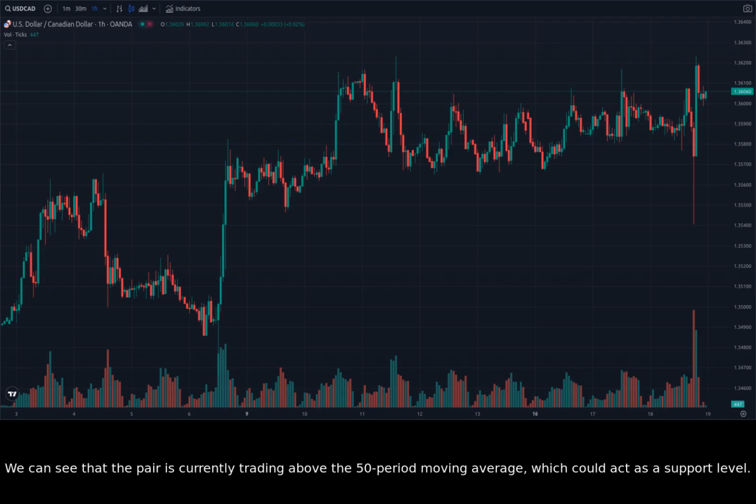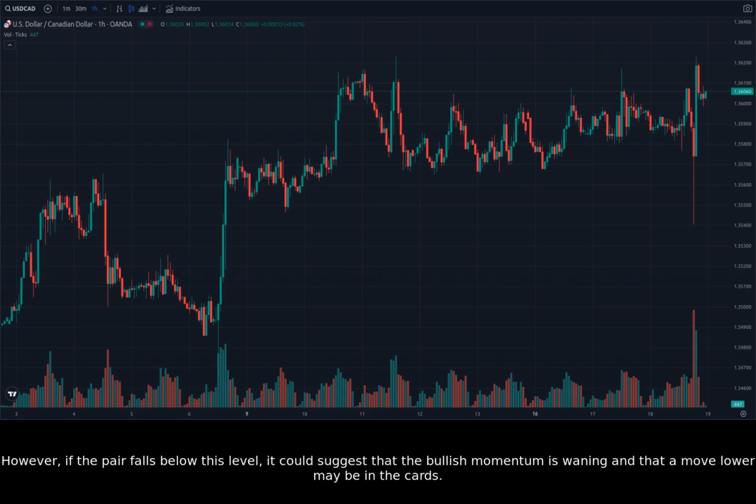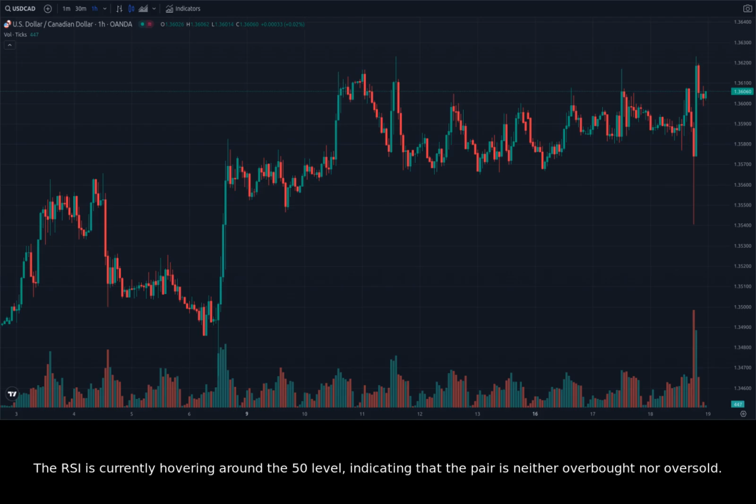We can see that the pair is currently trading above the 50-period moving average, which could act as a support level. However, if the pair falls below this level, it could suggest that the bullish momentum is waning and that a move lower may be in the cards. The RSI is currently hovering around the 50 level, indicating that the pair is neither overbought nor oversold. This suggests that the market is fairly balanced at the moment.